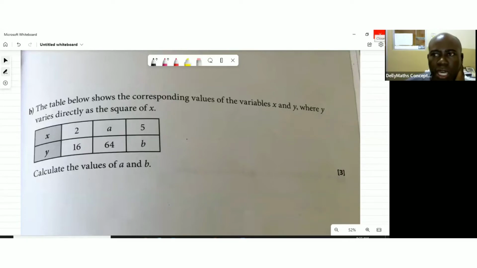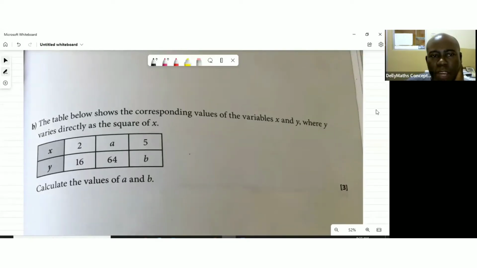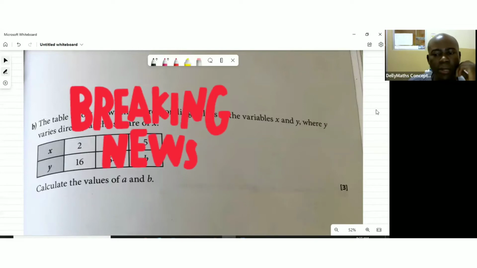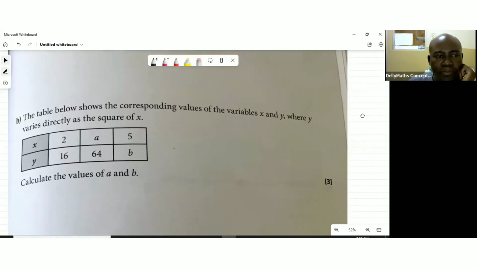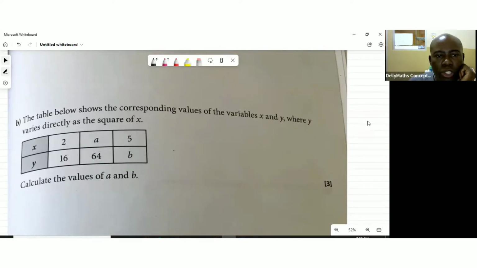Today, what we're looking at is a variation question. All right, so we'll be looking at variation right now. Let's get into it. The table below shows the corresponding values of the variables x and y. So we're looking at the variables x and y, where y varies directly as the square of x.